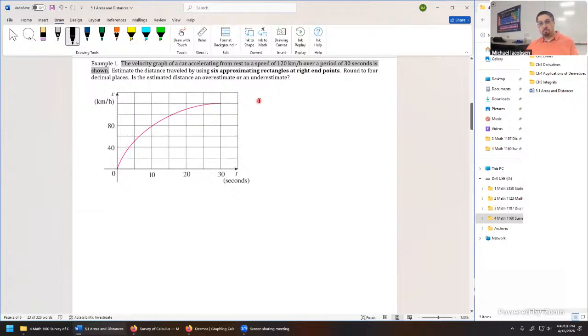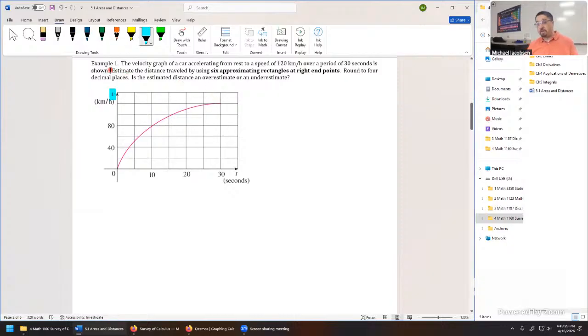So it looks like it's just an average car. 120 kilometers per hour is not that fast necessarily. It's a long period, 30 seconds. So we have a time axis going this way, seconds. It's a velocity graph. So instead of calling this a y-axis, we have a v-axis for velocity. And this is our velocity curve that we're modeling. So the function is a velocity at time t.